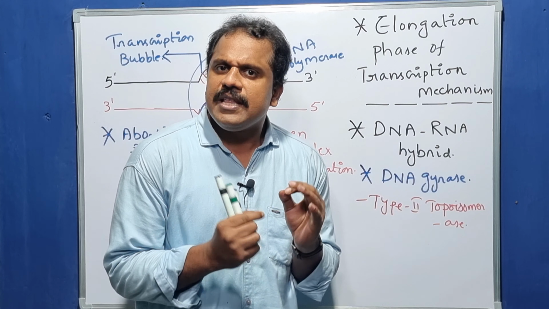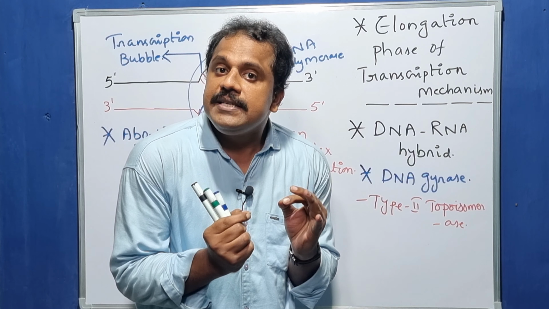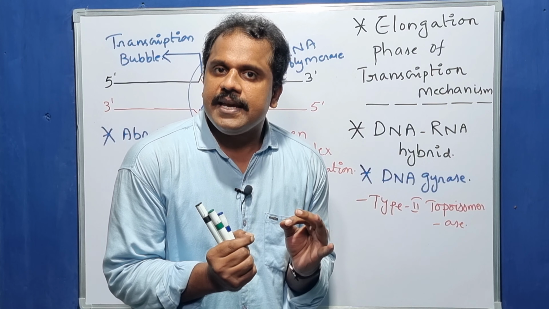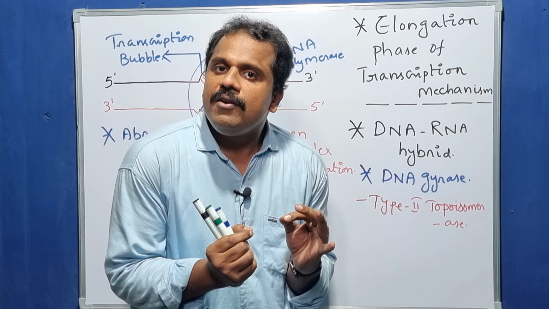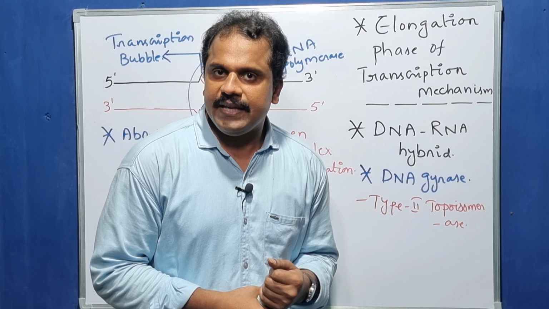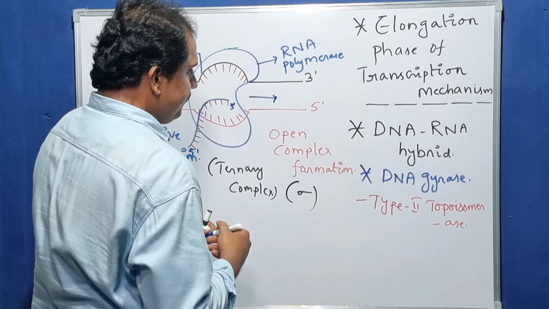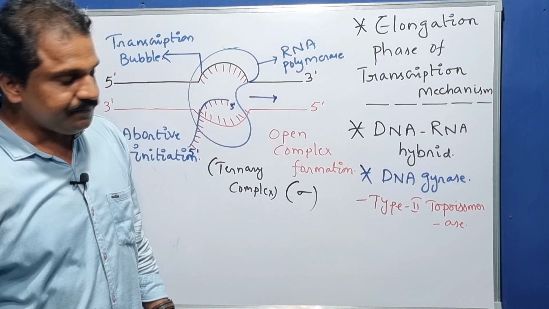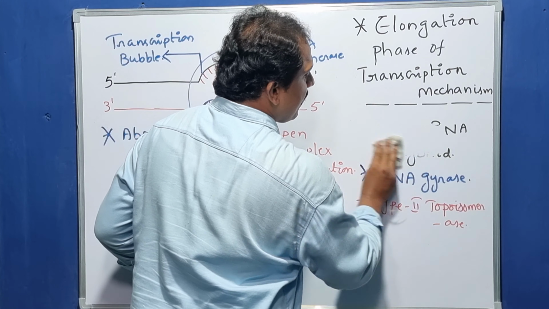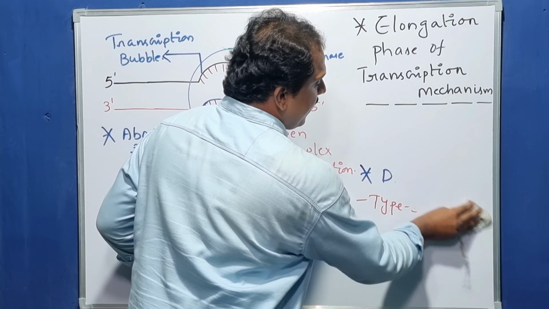The specific proofreading mechanism which is carried out by the RNA polymerase enzyme is nothing but what? Pyrophosphorylytic editing. Let me write it on the board. Let me arrange the things here. Pyrophosphorylytic editing.